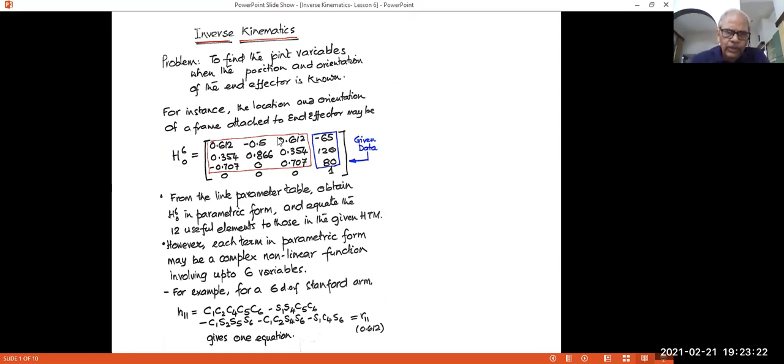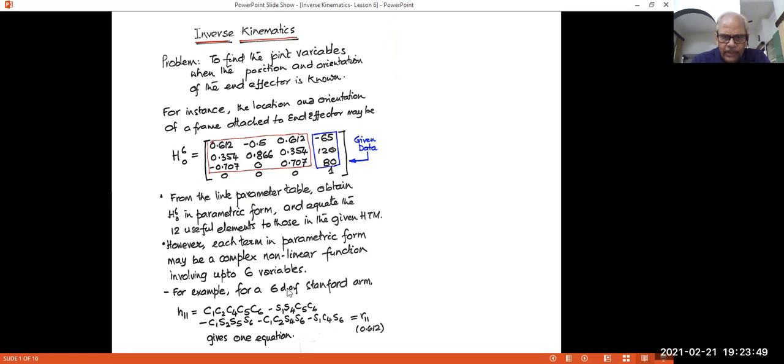Well, we know that in parametric form, you can always get H60 from our link parameter table by multiplying those matrices. You can compare the expressions you get for each of these elements and equate them to get the 12 equations. Only 12 useful elements will be there, so you can get 12 equations. But then that's not that simple.